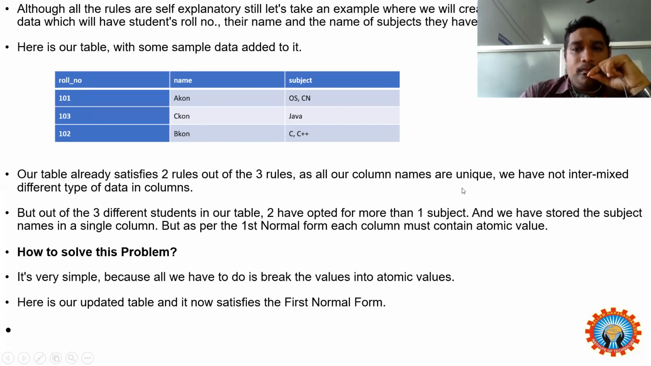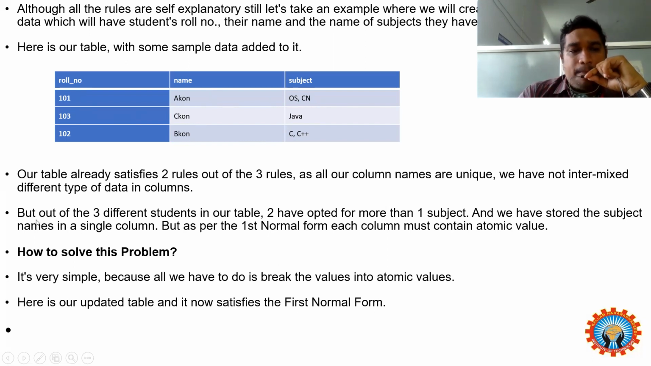In this relation there is a lack of the first rule. We have multiple values for a particular attribute, so it is not atomic values. Now you are making them atomic values.